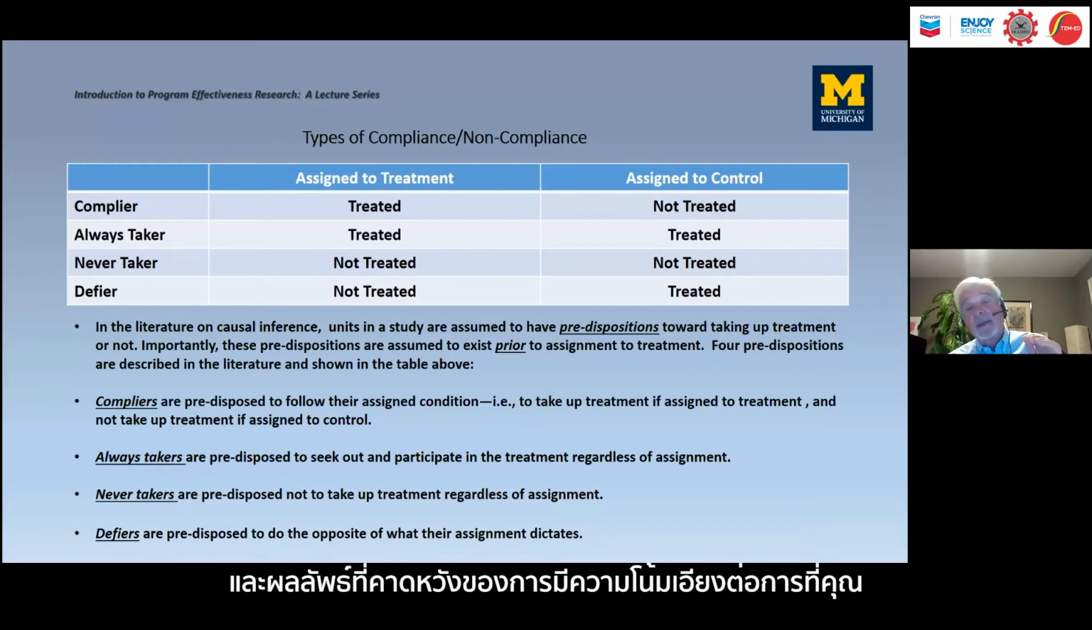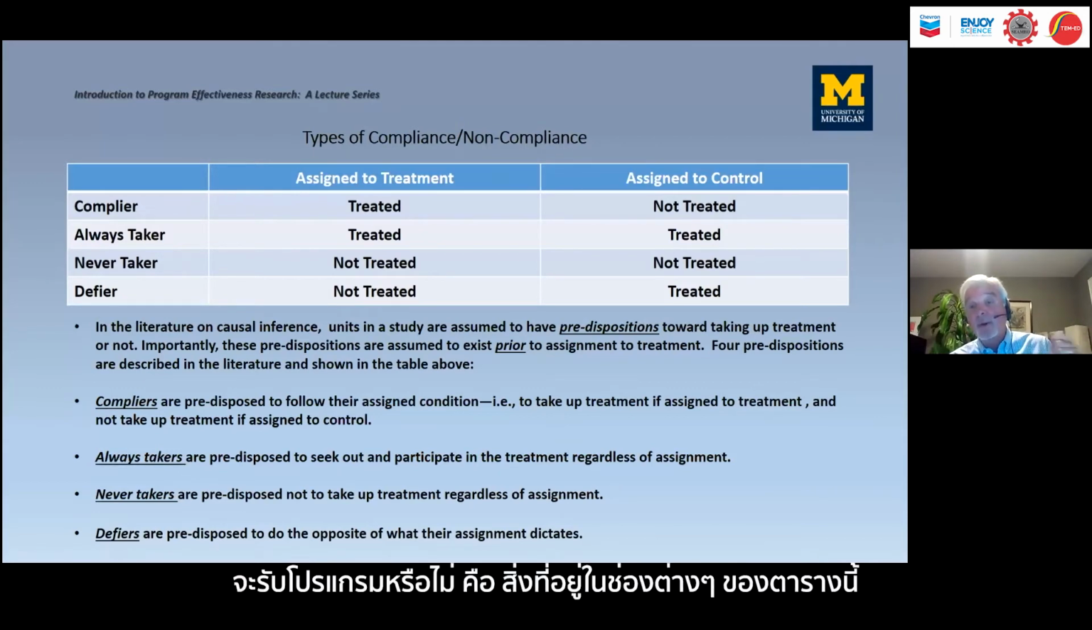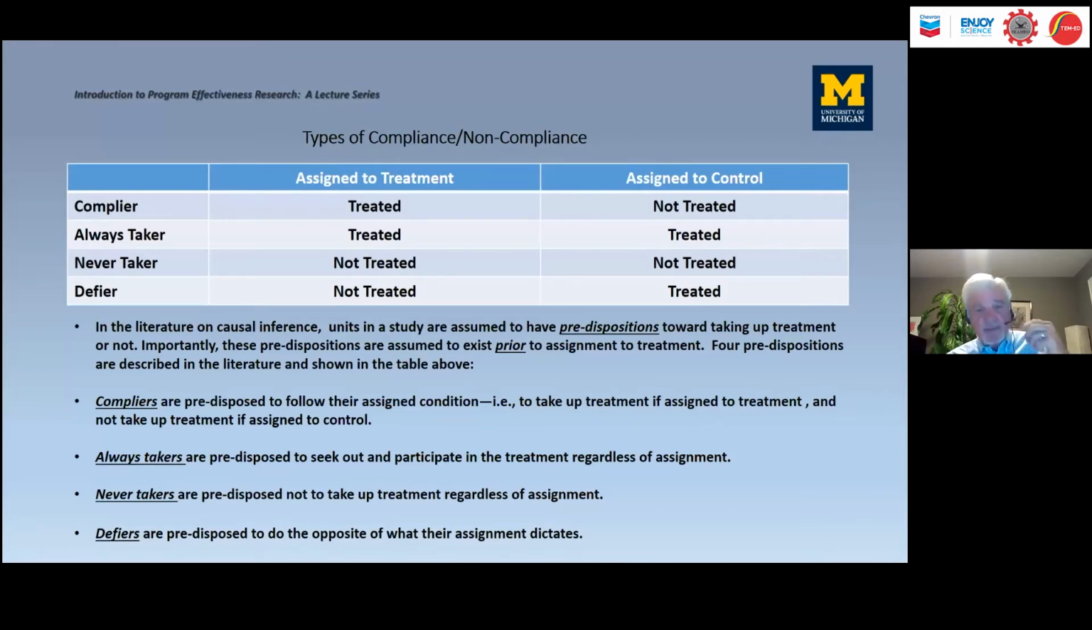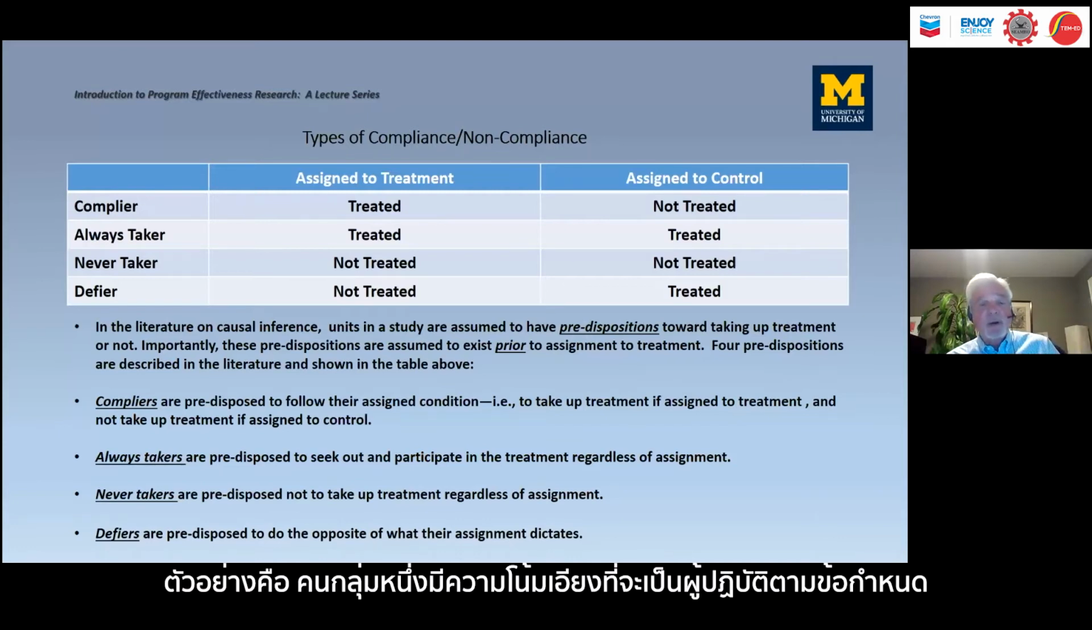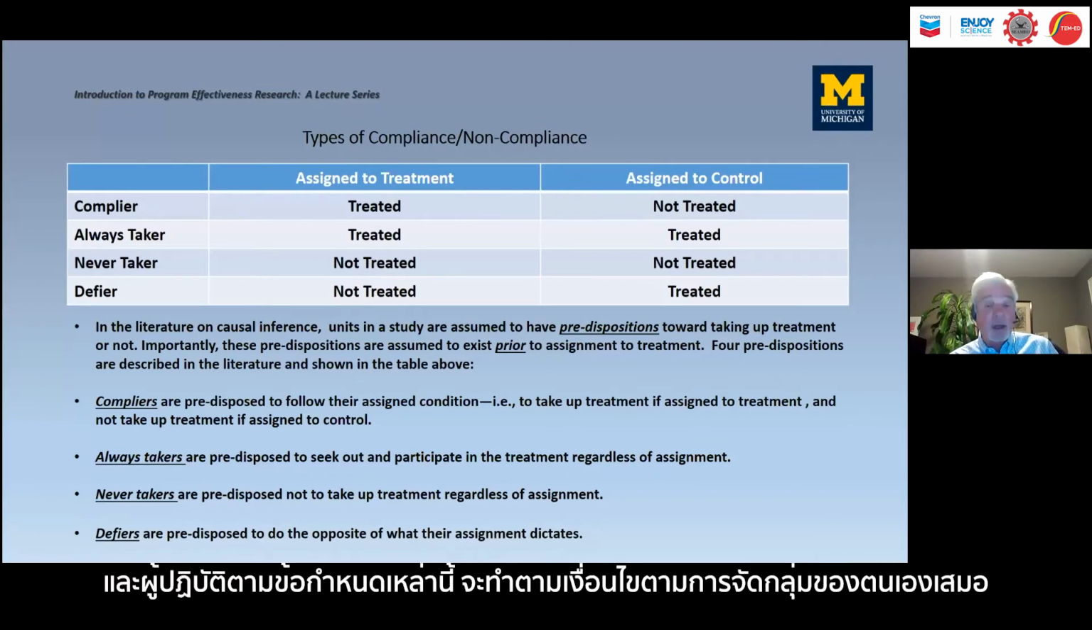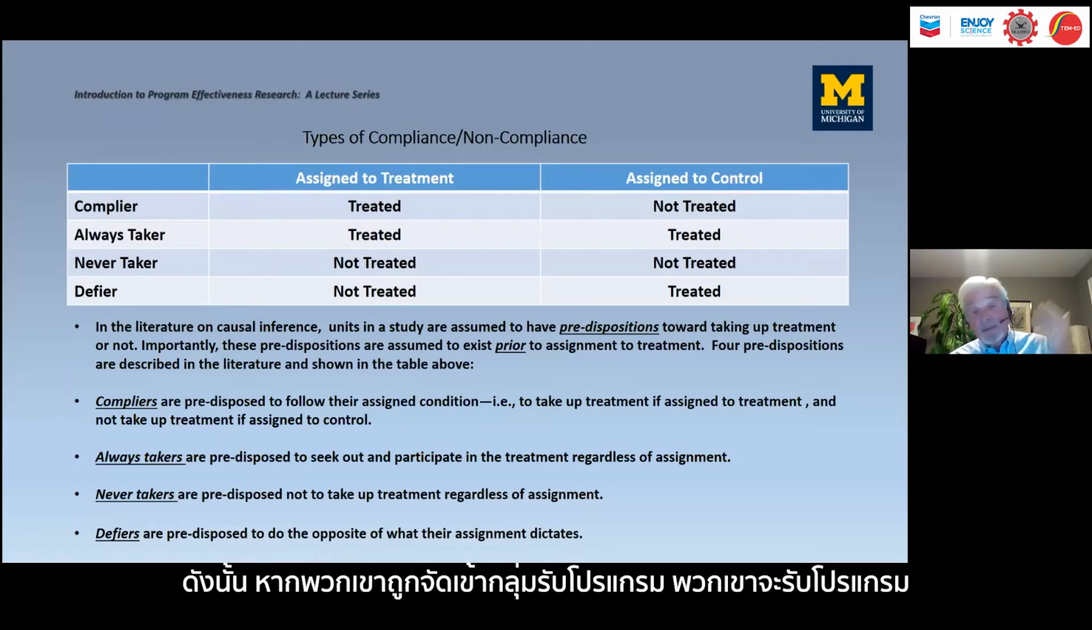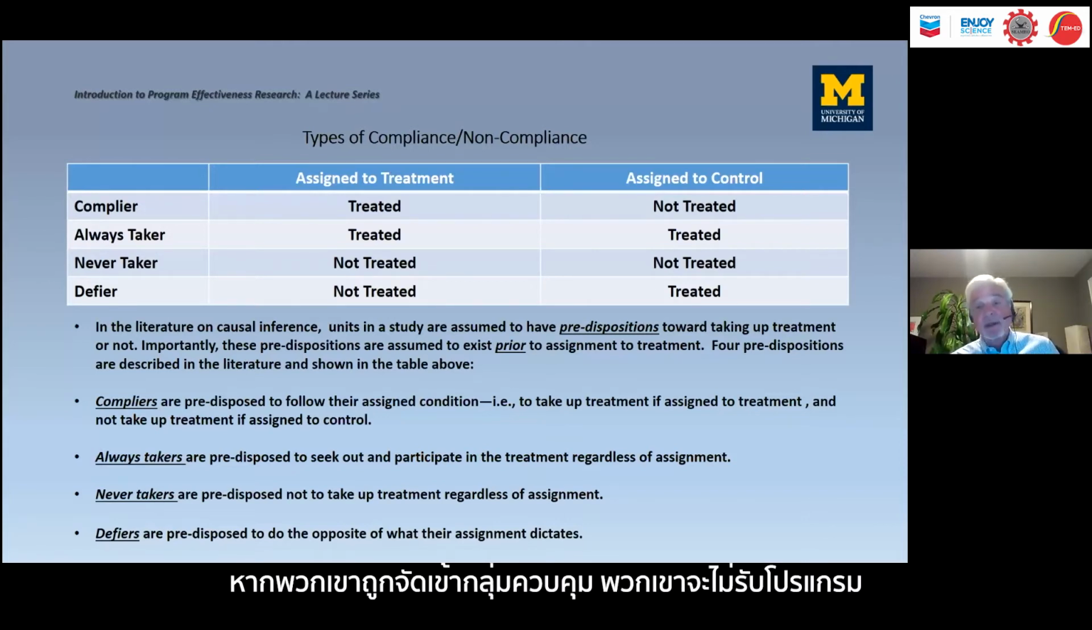And the expected outcome of having this predisposition on whether or not you take up treatment is what's in the cells of this table. So the one group of people are predisposed to be compliers, and compliers will always follow their assigned condition. So if they're assigned to treatment, they'll take up the treatment. If they're assigned to control, they won't take up the treatment.